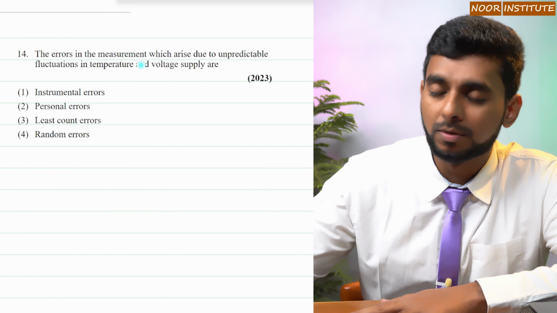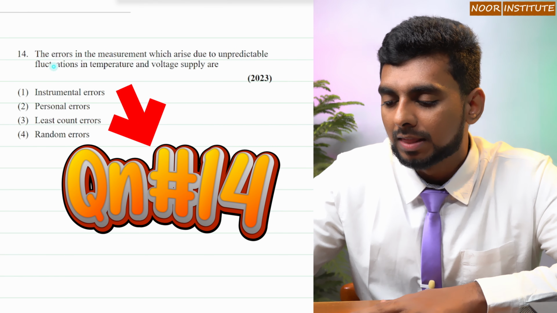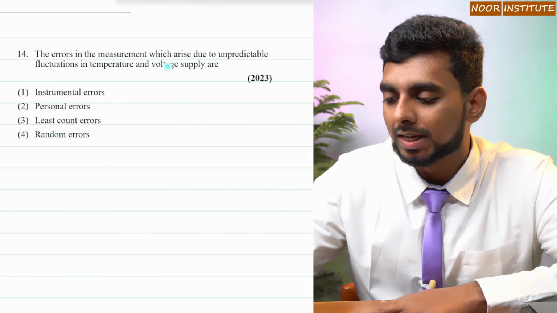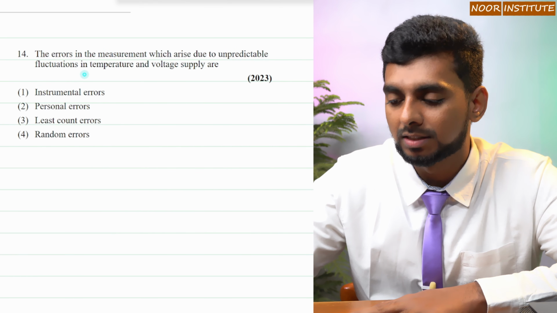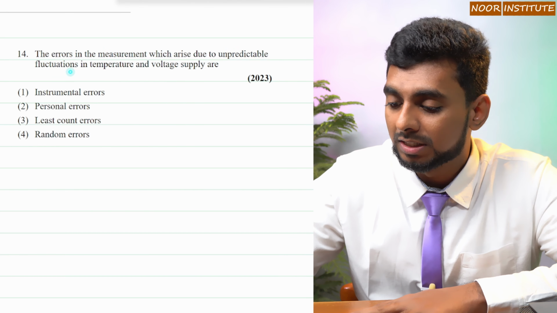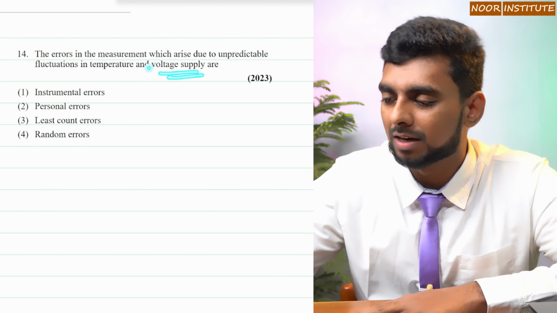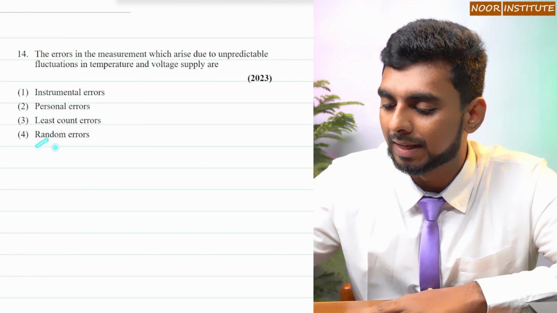This is the last sum of the session. That too is a statement based sum. Let's see what it is. The errors in the measurement which arise due to unpredictable fluctuations in temperature and voltage supply are, right? So we have fluctuations due to temperature and then the voltage supply. These things cannot be controlled. Therefore, obviously, there should be random error, right?